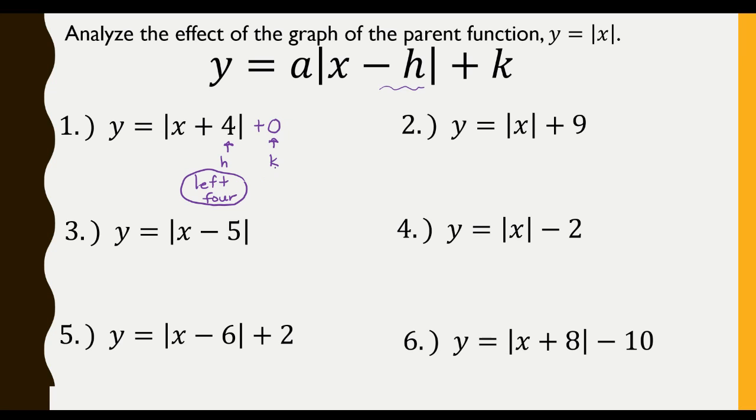And K is no up or down. Now in this case, on the next one, we could really think of this as y is equal to the absolute value of x plus 0 plus 9. So if you don't visually see it, now you know where h is at, and this is your k. So no left or right, but this one moves it up 9.